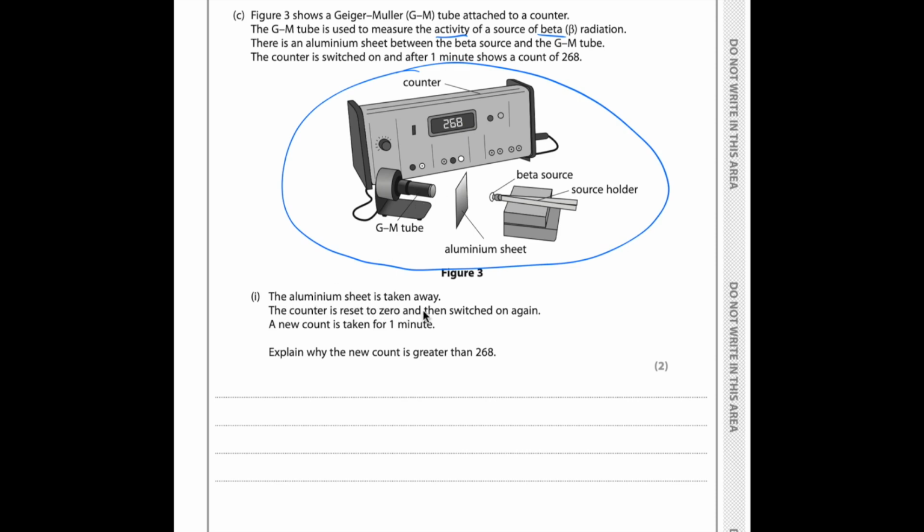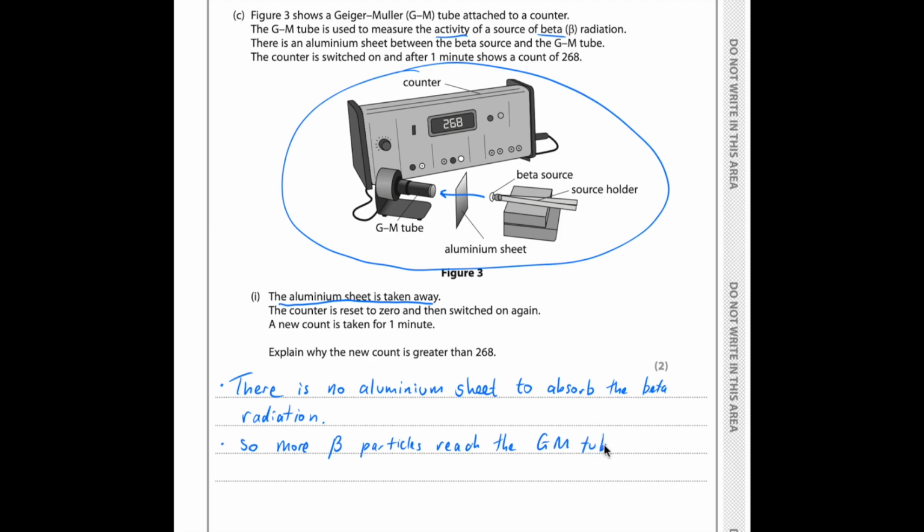The aluminium sheet is taken away. The counter is reset to 0 and then switched on again. A new count is taken for 1 minute. Explain why the new count is greater than 268. Well, if they've got rid of the aluminium sheet, then obviously more beta particles can get into the tube. There is no aluminium sheet to absorb the beta radiation. So more beta particles reach the GM tube.